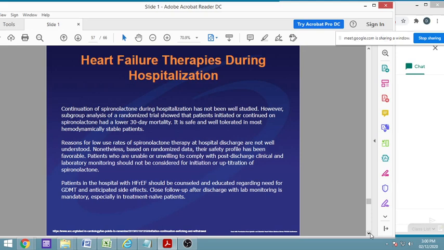Patients in the hospital with reduced ejection fraction should be counseled and educated regarding guideline-determined management and anticipated side effects. Close follow-up after discharge with lab monitoring is mandatory, particularly for treatment-naive patients. Treatment-naive means those who have not received any treatment, who are totally new to treatment.